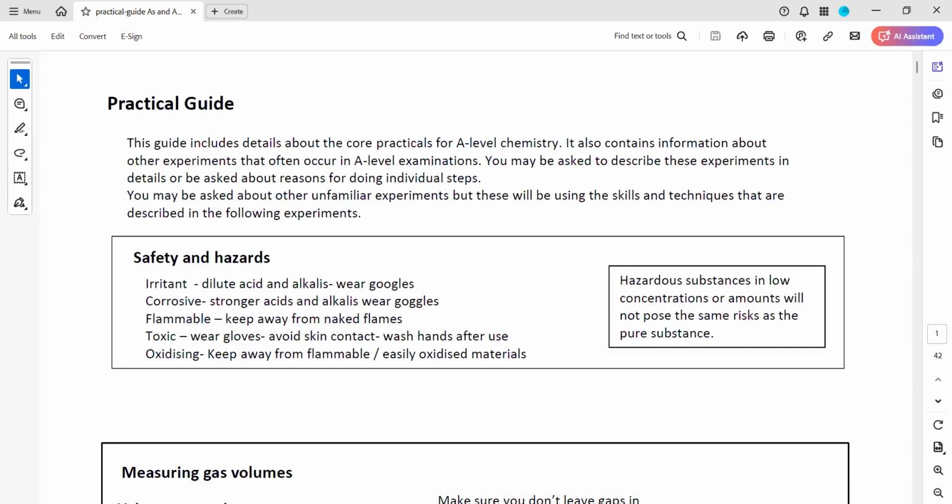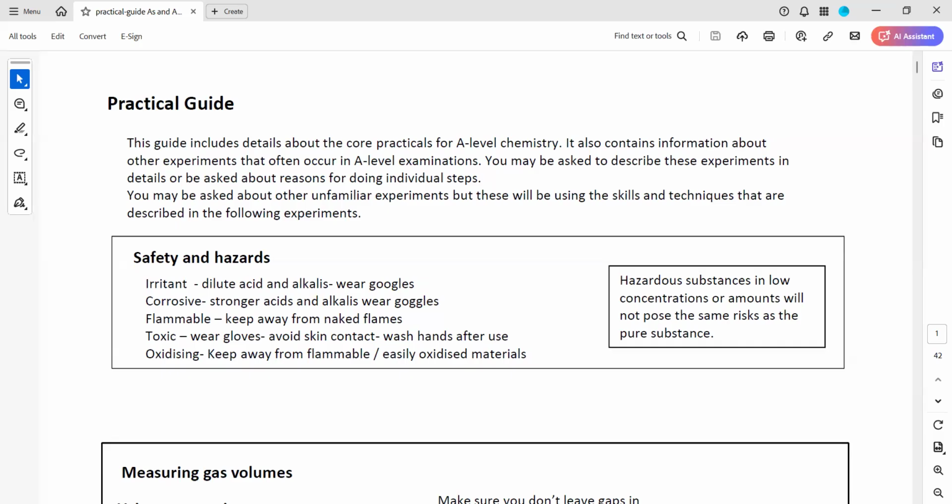A hazard is when a substance has the potential to cause harm, and risk is the chance that the hazard will cause harm. For example, if we say a substance is toxic, this is a hazard. A substance is corrosive, that is a hazard. A substance is flammable, hazard. A substance is oxidizing, hazard.